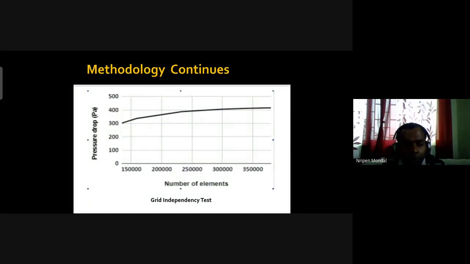Now we have done the grid independency test, and this graph shows that it keeps on increasing with the number of elements. There is a limit up to which the results can be improved. It is clearly seen that almost after 3.5 lakh elements, pressure drops become constant. So choosing the number of elements near 3 lakh will remove unnecessary complications.